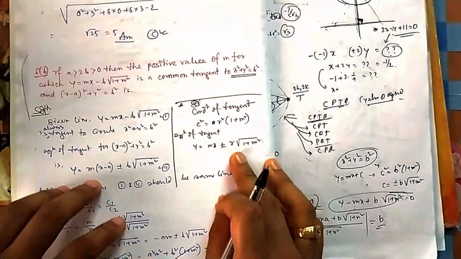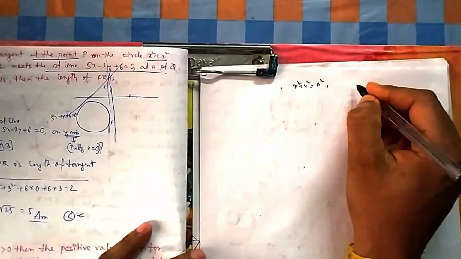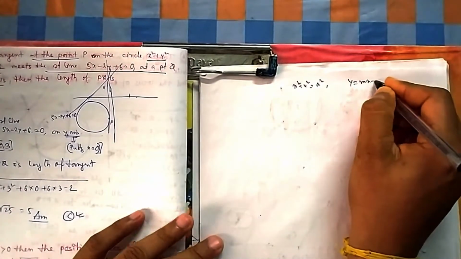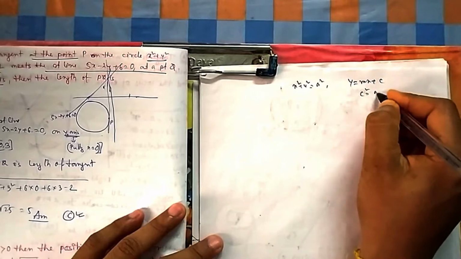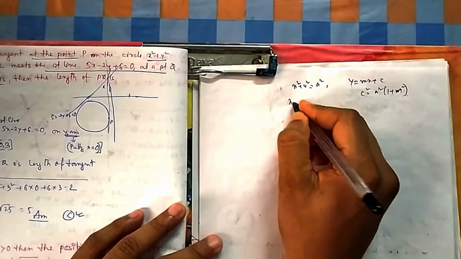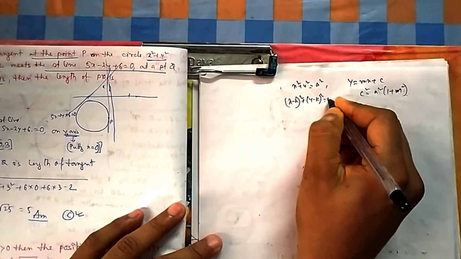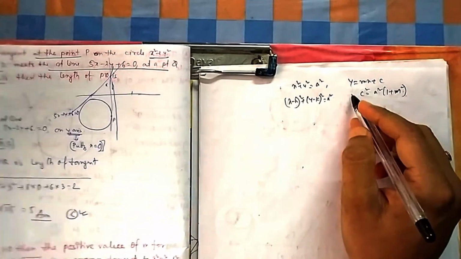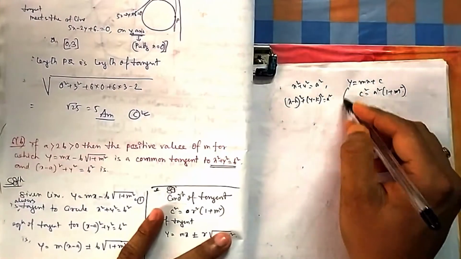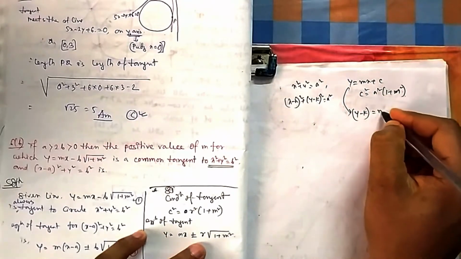Or I told you that for the circle x square plus y square equal to a square, the condition is y equal to mx plus c. So this line is a tangent if c square equals a square times 1 plus m square. This was the condition. Now suppose the circle is of this fashion, x square plus (y minus k) whole square equal to a square. Then what should it be? Then this line should be of this format: y minus k should be equal to, in place of y you have to put y minus k.